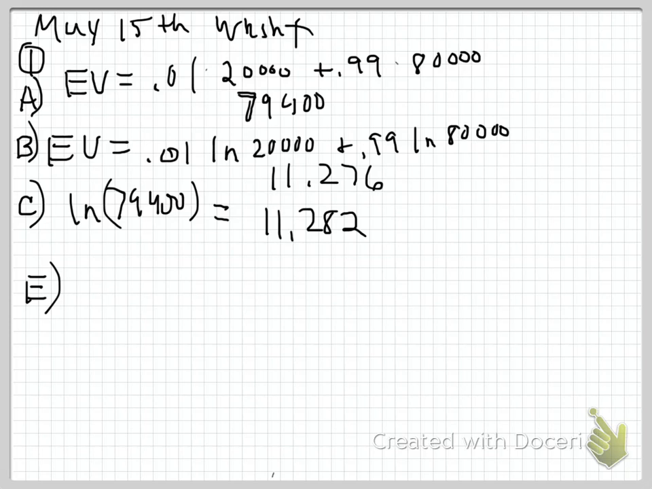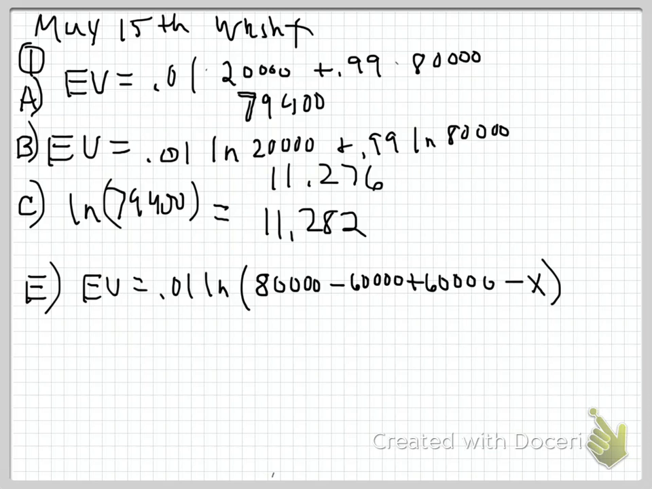Part E asks for the insurance premium and how much Mark's expected utility is if he's paying X dollars a year for insurance. So in that case, his expected utility is as follows. It's a 1% chance that his wealth is reduced to $20,000.